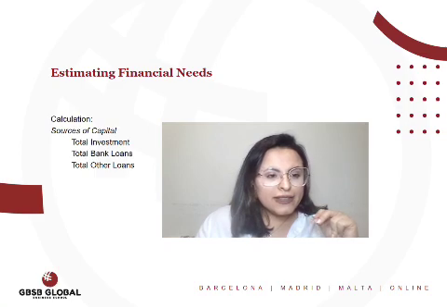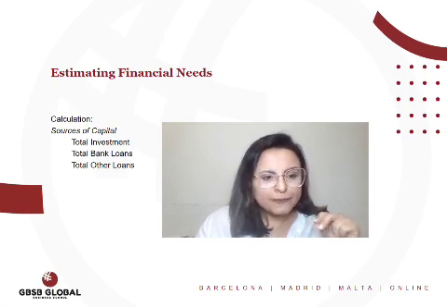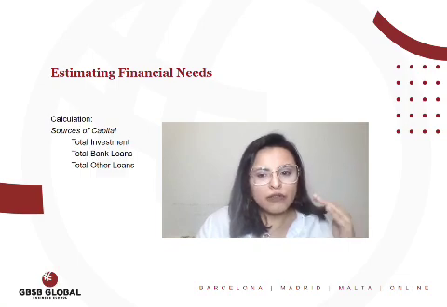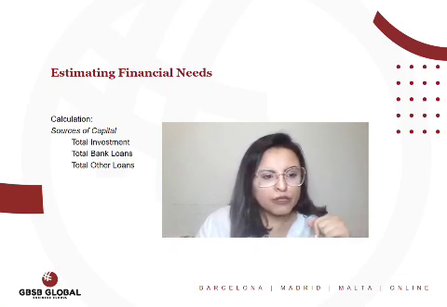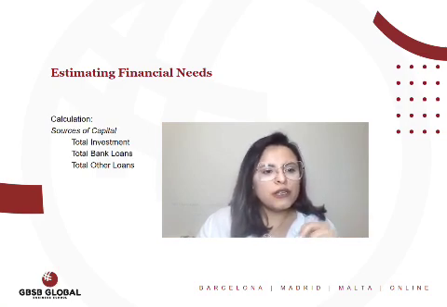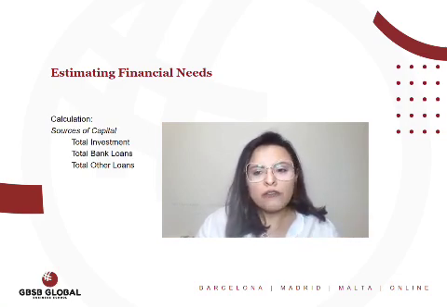Then it's the section related to the bank. So it's the bank loans, the names of the banks, and the amount borrowed from each bank. While adding those numbers, we will have the total bank loans. Also, we might have a different type of loans.